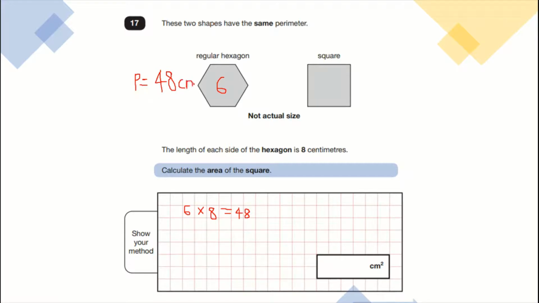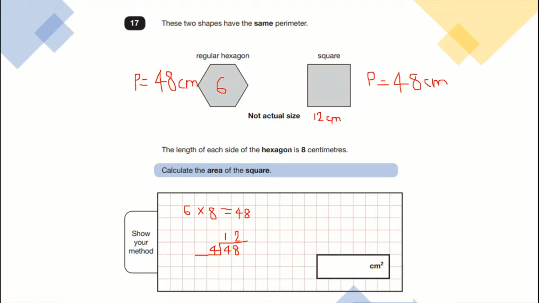At the top we are told that the two shapes have the same perimeter. That means that the square also has a perimeter of 48 centimeters. Now we are asked to find the area of the square, and to find the area of the square we need to find out what each side of the square equals. So if we do 48 divided by 4, 4 goes into 4 once, 4 goes into 8 twice, so each side of the square equals 12 centimeters.